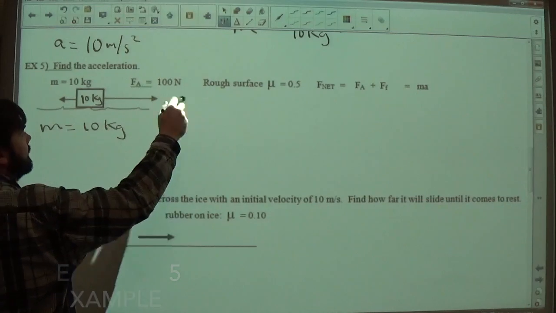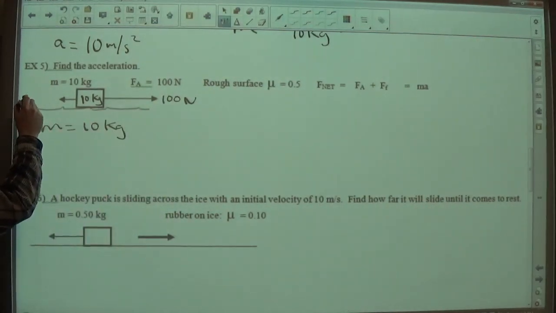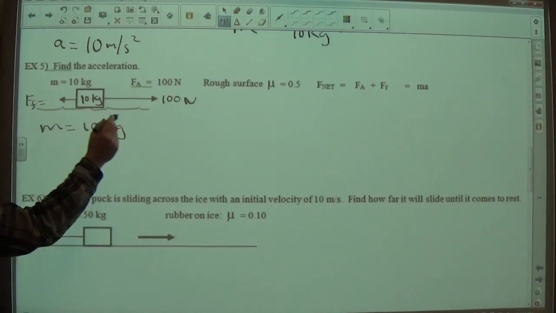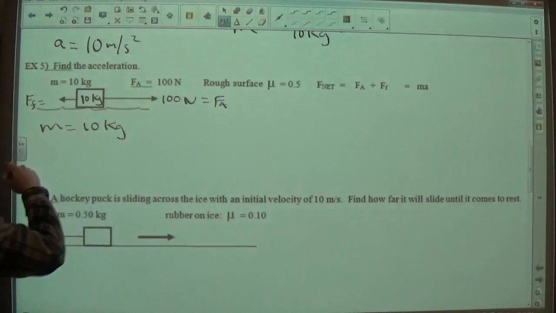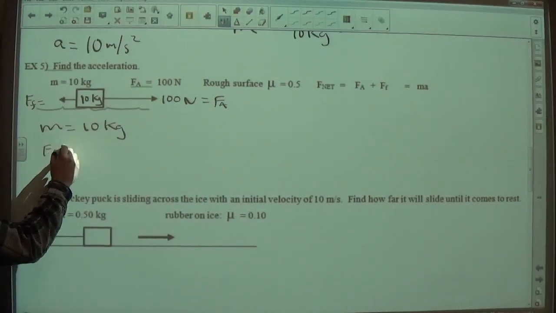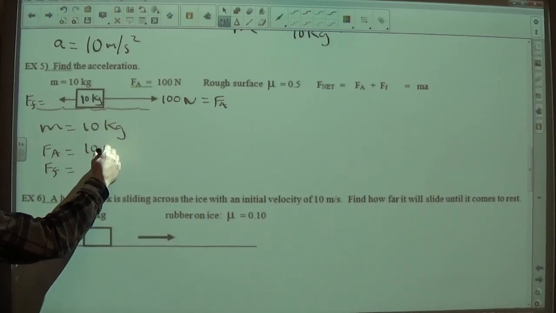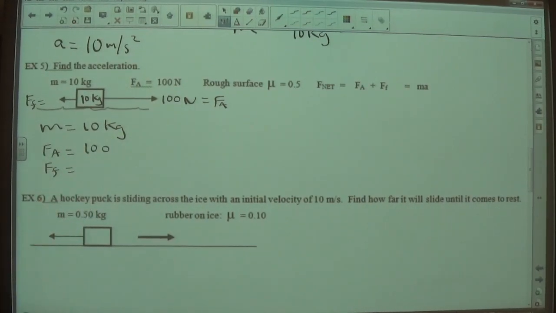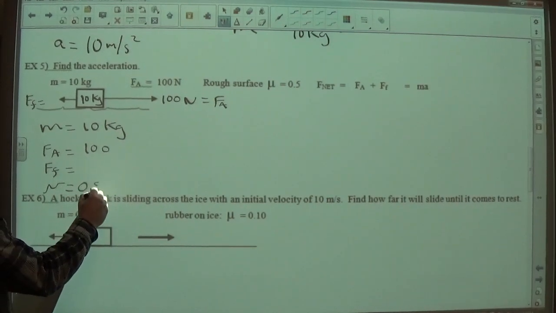There's a force applied this way equal to 100 newtons. And then there's some force of friction over here. This is your force applied. And the force of friction is, in essence, unknown, so we've got to calculate that. So the force applied is 100. Our frictional force is going to be negative, going the other way. And they do give us mu. They tell us mu is 0.5.